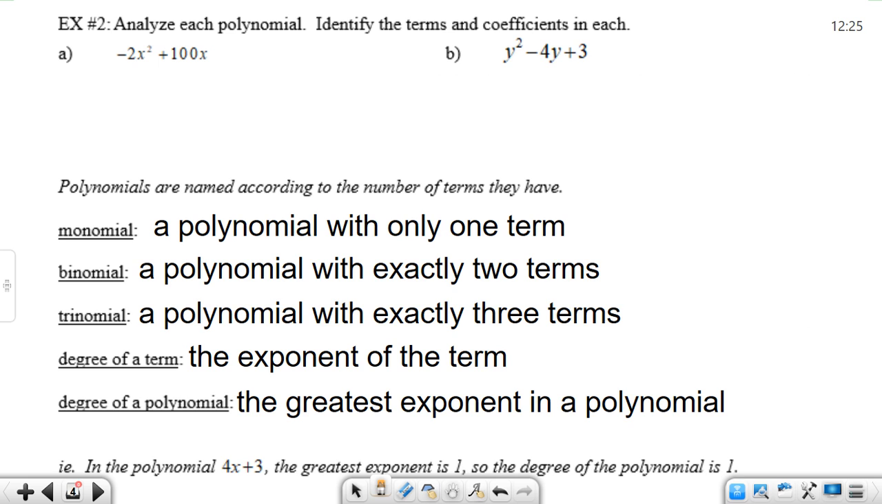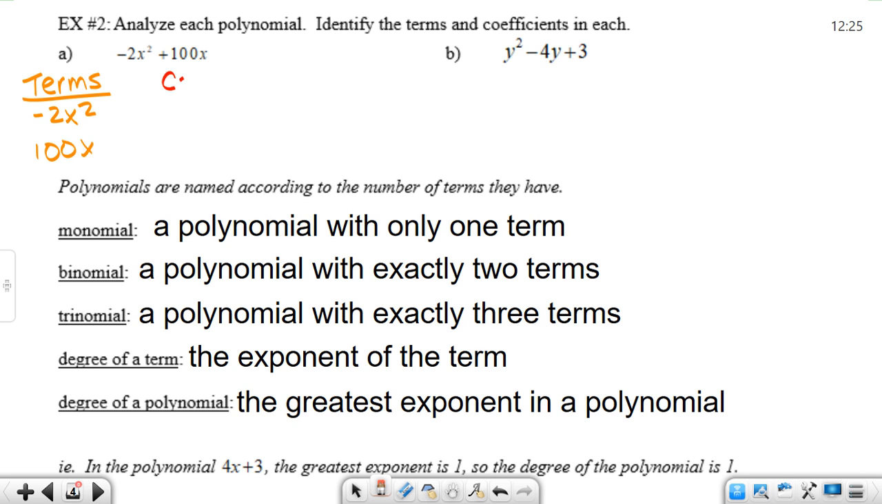Okay, let's move on. So, example 2 wants us to analyze each polynomial and identify the terms and coefficients in each. So, if we look at A, we have ourselves a polynomial with 2 terms in it. So our terms in this case are negative 2x squared and 100x.